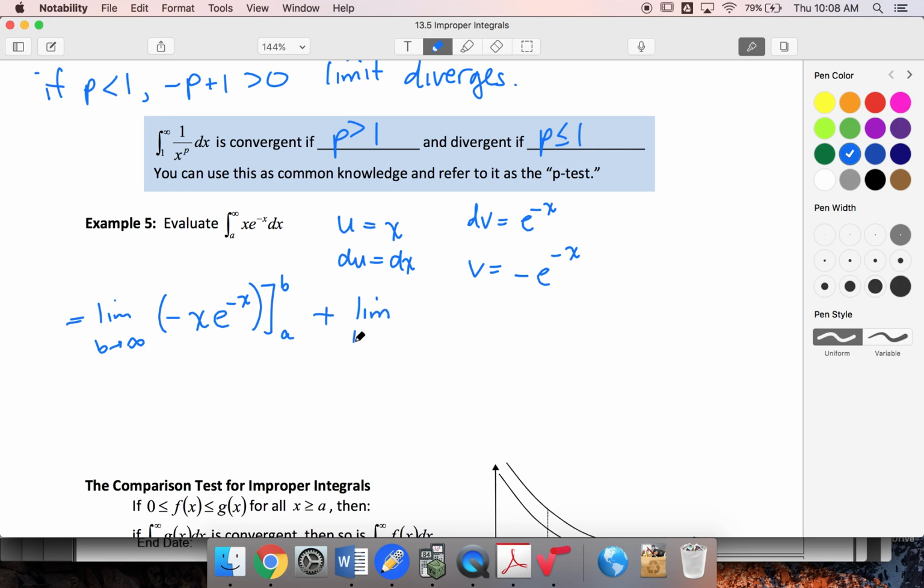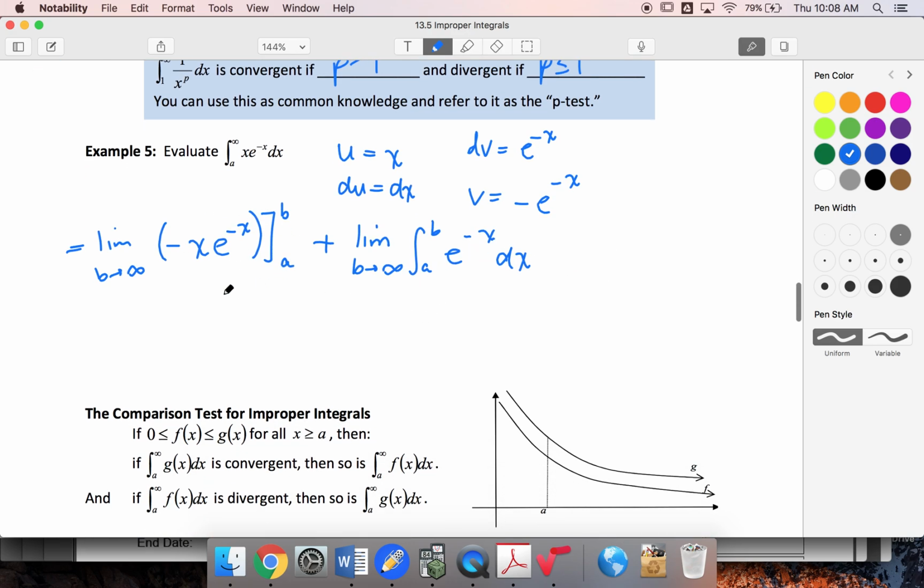Again, I've got my limit as b goes to infinity, integral a to b of e to the negative x dx, v du. So now, evaluating this limit, I'll have the limit as b goes to infinity. Replacing b for my x's, I'll have negative b over, because of the negative exponent, e to the b, minus negative a e to the negative a, plus, when I integrate, I'll get negative e to the negative x again, evaluated from a to b. Need my limit in there.